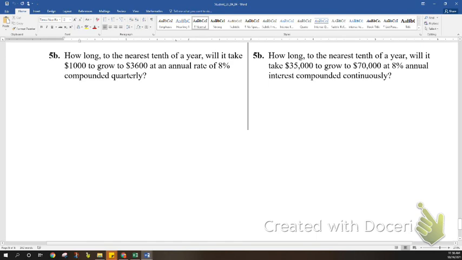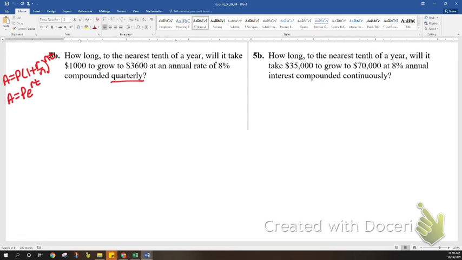So 5B, solve problem, says how long to the nearest tenth of a year will it take $1,000 to grow to $3,600 at an annual rate of 8% compounded quarterly? So these are those formulas we looked at when we were doing the exponentials. Remember we had the compounded everything except continuously. We had A equals P times 1 plus r over n raised to the nt. And then we had, if it was compounded continuously, A equals Pe raised to the rt.